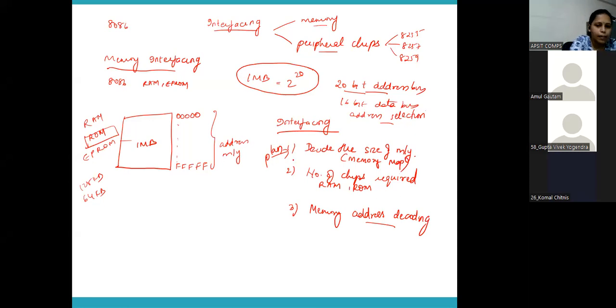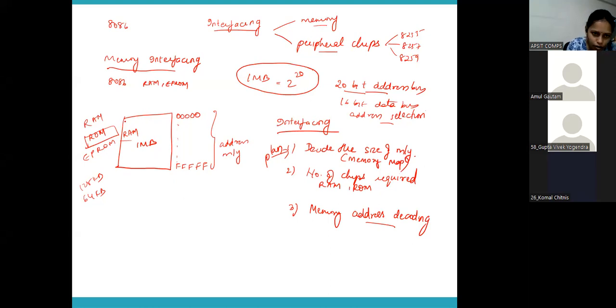Now, I told you that the memory is 1 megabyte, out of which some portion may be RAM and some portion will be ROM, depending upon the user requirement. What you have to keep in mind is that the beginning portion of your memory is always occupied by the RAM. That means RAM always starts from the address 00000.